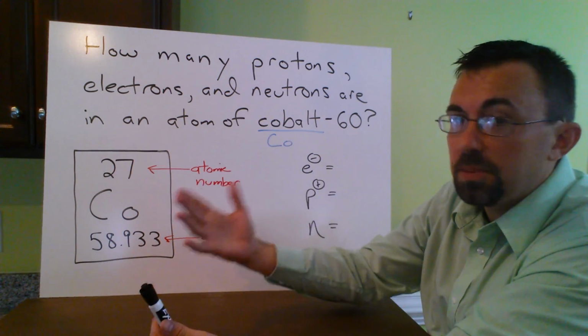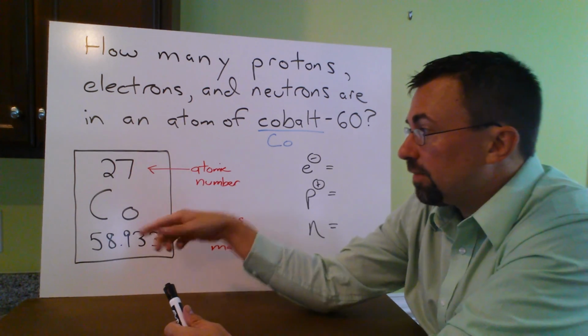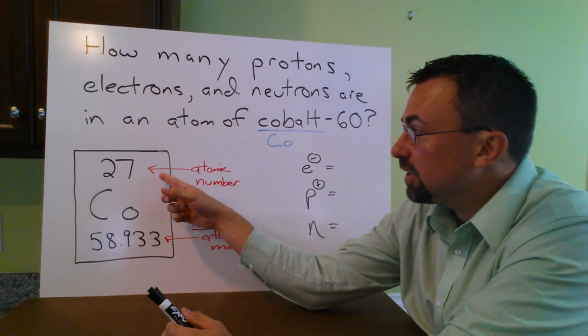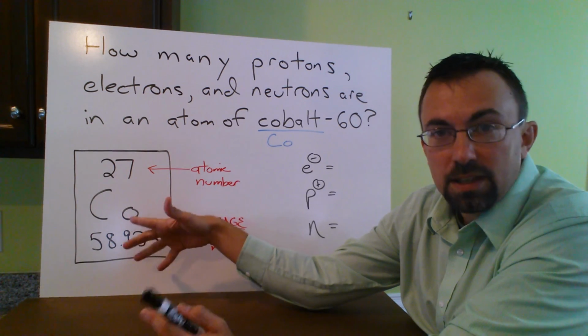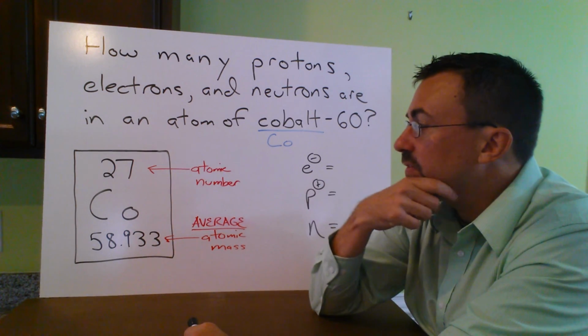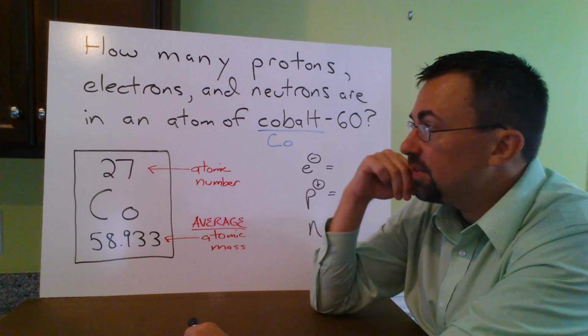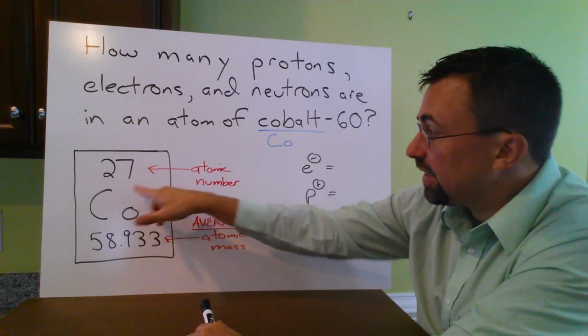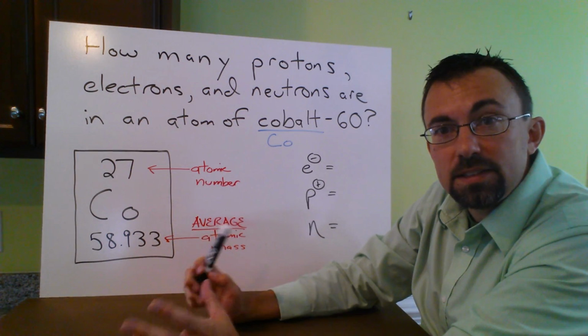So cobalt, Co. We go to the periodic table, we find the block with cobalt. And depending on the version of the periodic table you're using, sometimes the big numbers are on the bottom, sometimes the big numbers are on the top. One of the numbers is bigger than the other, and the smaller number is a whole number. That smaller number, the whole number, is your atomic number. That is the number of protons.